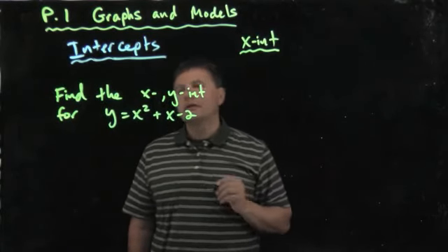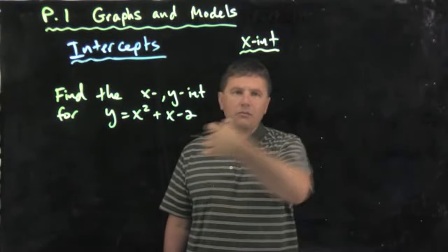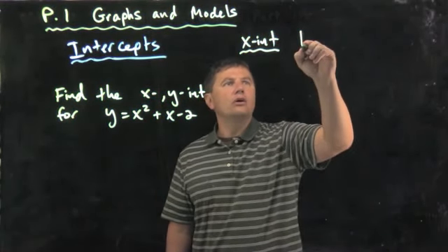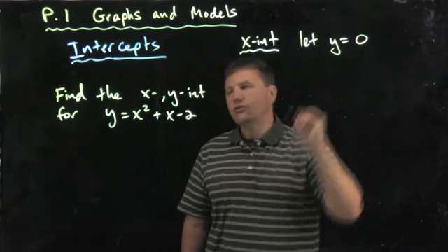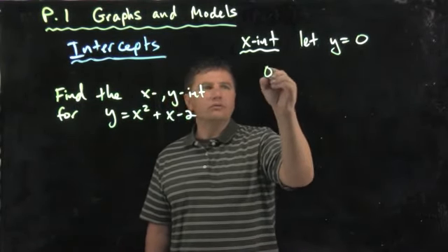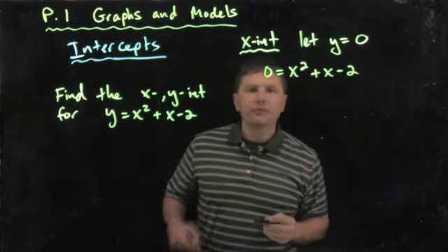Now, x-intercept, keep in mind, if we're crossing the x-axis, as we saw before, all those points are going to have y equals 0. So algebraically, we can simply just let y equal 0. So let's plug the 0 in. We get 0 is equal to x squared plus x minus 2.